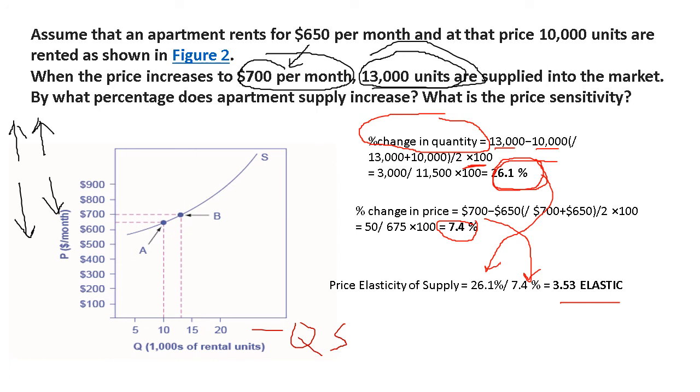So again, please do not forget our formula for price elasticity. It is percentage change in quantity all over percentage change in price. If it is greater than 1, it is elastic demand or elastic supply. If it is less than 1, it is inelastic supply or inelastic demand. And if it is equal to 1, it is unitary. Elasticity is the responsiveness of the consumer and the supplier to price changes.